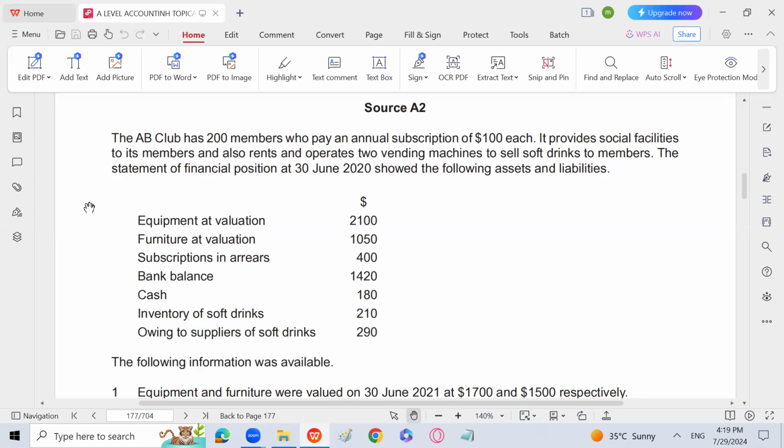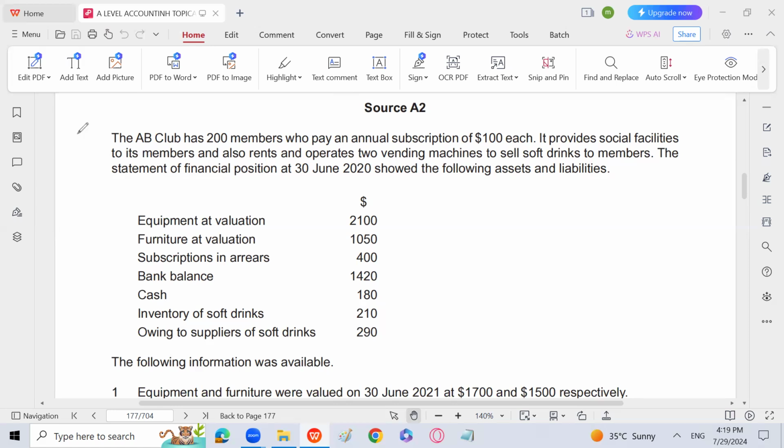It provides social facilities to its members and also rents and operates 2 vending machines to sell soft drinks to members. The statement of financial position at 30th June showed the following assets and liabilities. So first of all, you have to be very clear about this.